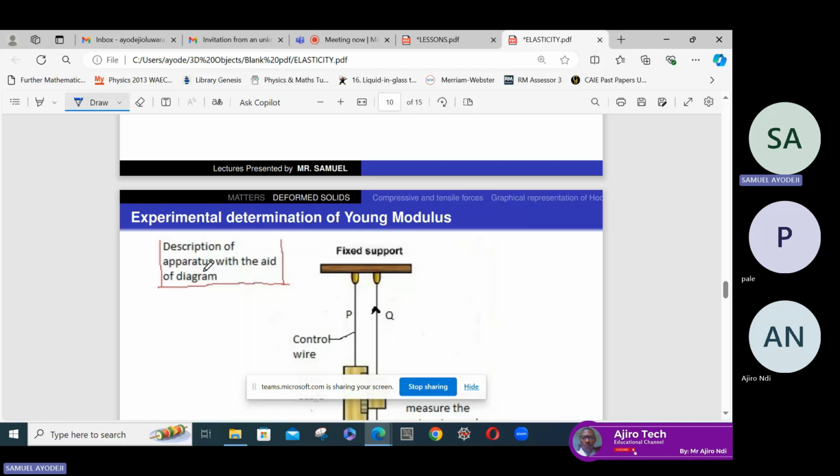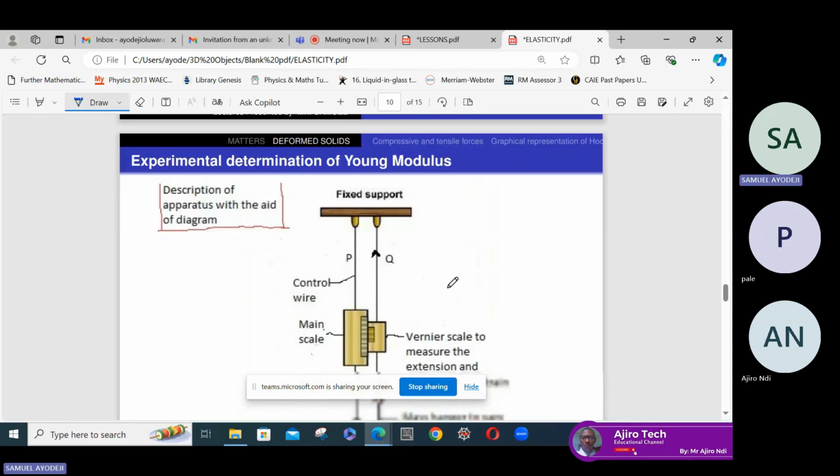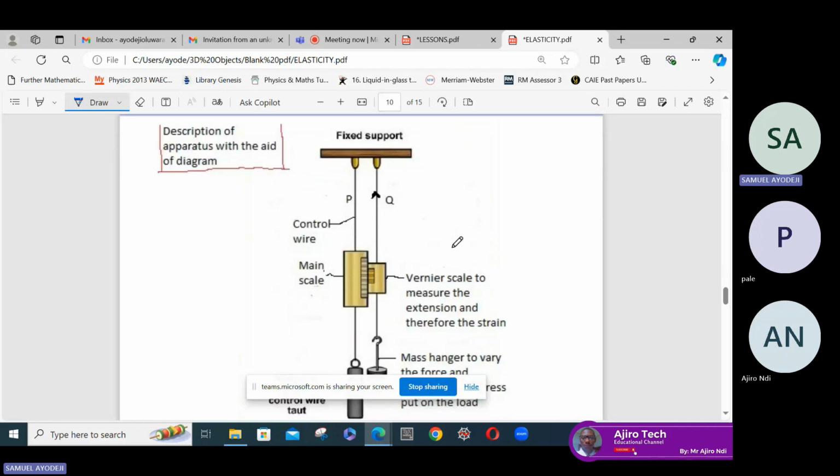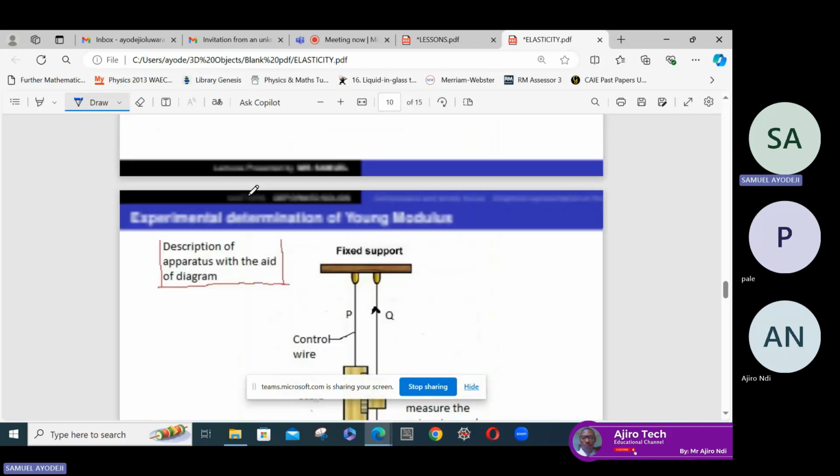The experiment is determination of your modulus. Number one, description of the apparatus with the help of a diagram. It's compulsory. If the question says description of the apparatus with a diagram, you have to draw this and explain the parts on it. So you must be able to sketch this. That's all they require from you in terms of description of the apparatus.